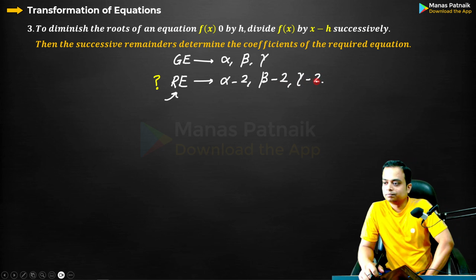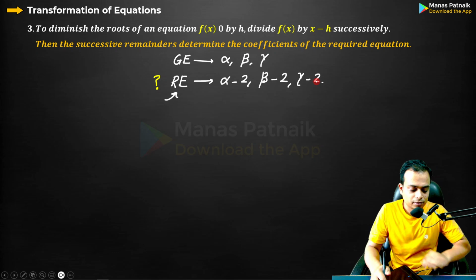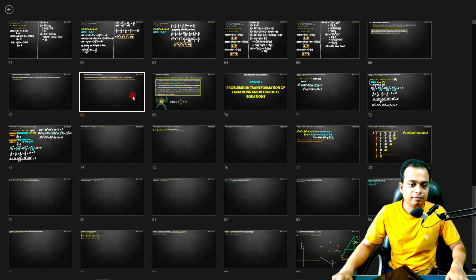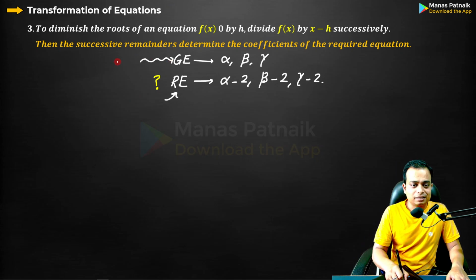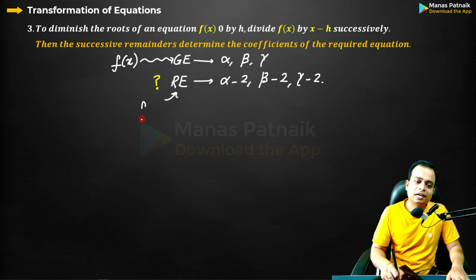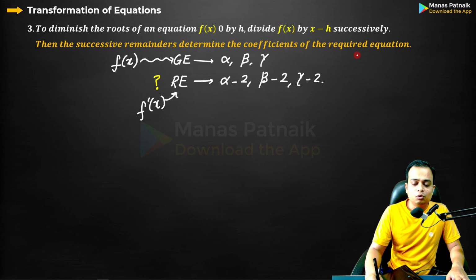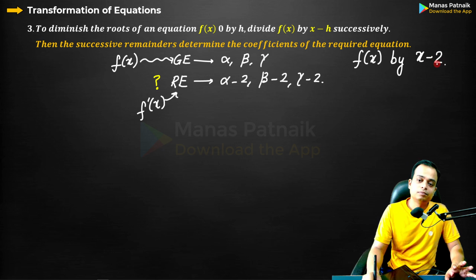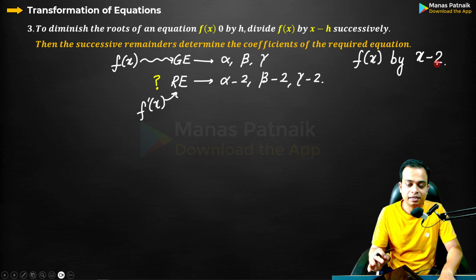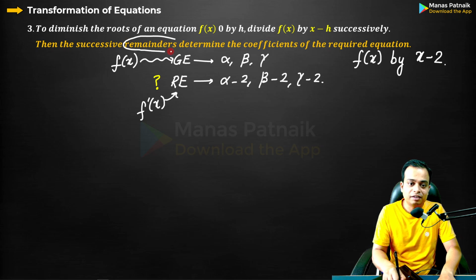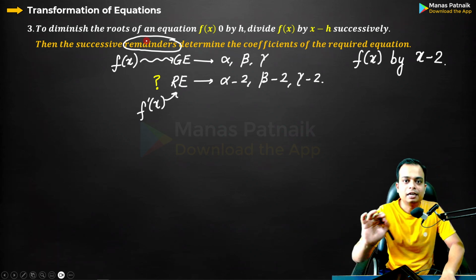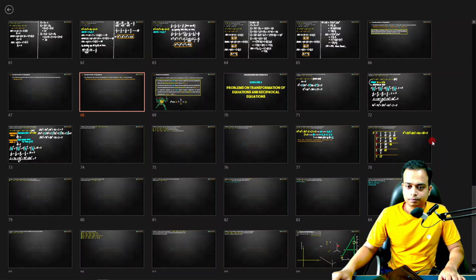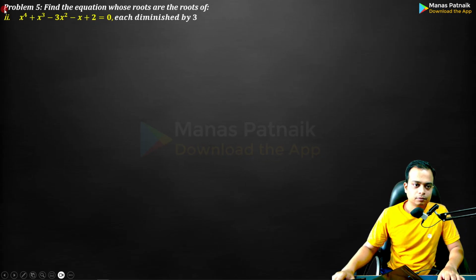How can we achieve this, sir? It can be done very, very easily. I think we can understand this with the help of a problem. What you need to do is, let me call this f of x, and the final equation, let us call it f dash x. You need to divide f of x by x minus 2. I'm going to be using the synthetic division technique, and whatever remainders I see after each and every step, those remainders will become the coefficients. Let me give a demo.